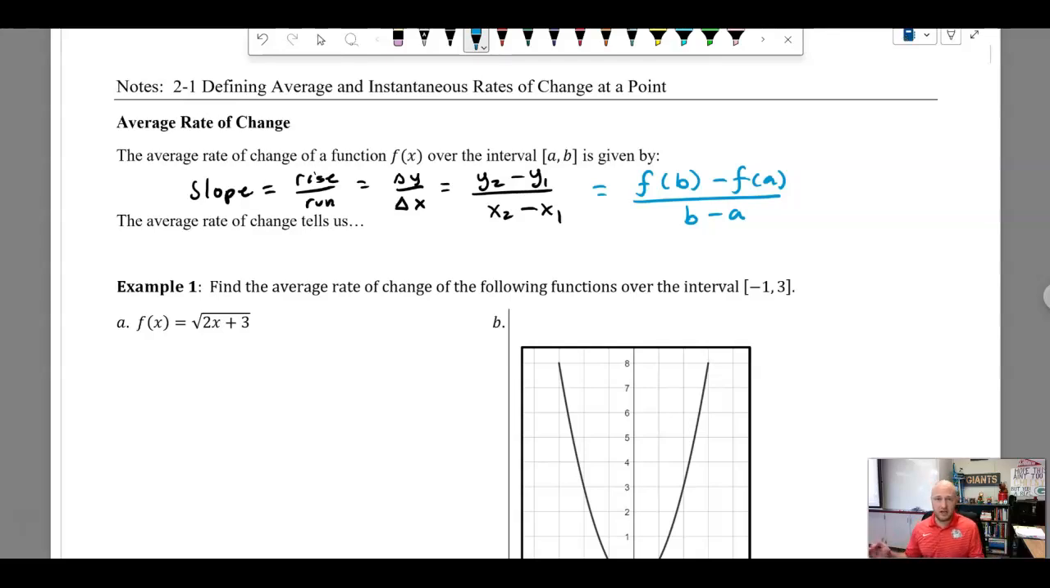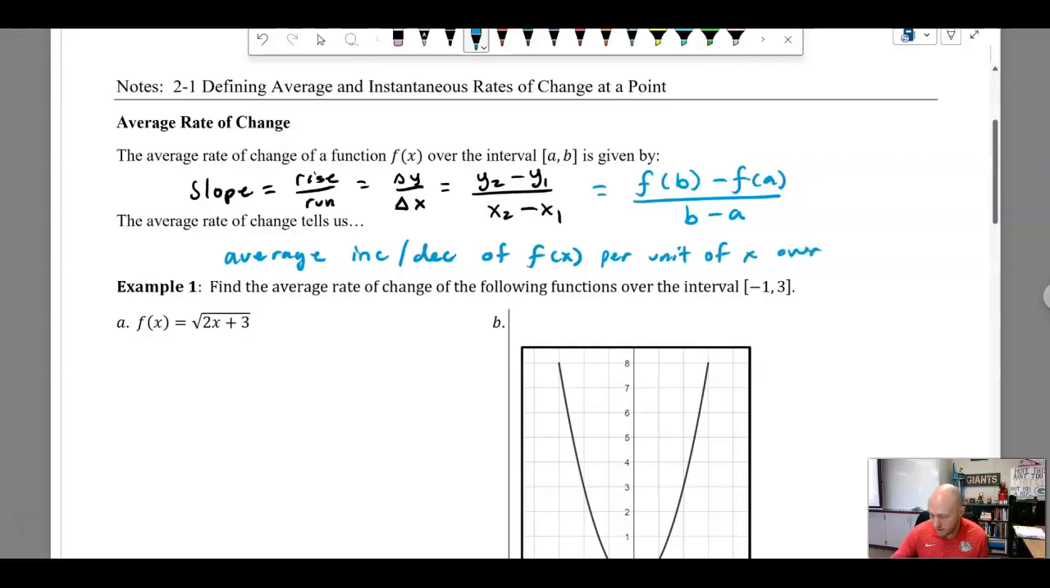But what does average rate of change tell us? Well, it tells us the average increase or decrease of the function. So whatever you're talking about, if this was talking about how much money is in a bank account, or the height of a tree, or the position of a particle moving, that's what you're talking about, the average change or increase or decrease of that function over an interval. It's very important. Let me say here, per unit of x, it's always a rate over an interval.